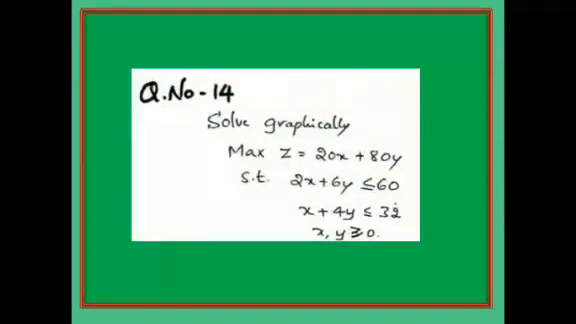Next problem we can observe. Question number 14. Solve graphically the given linear programming problem. Maximization of z equal to 20x plus 80y, subject to 2x plus 6y less than or equal to 60, x plus 4y less than or equal to 32, x, y greater than or equal to 0. Again the same procedure: inequalities have to be considered as equalities and two sets of observations have to be found out. Let's see how it can be worked out.